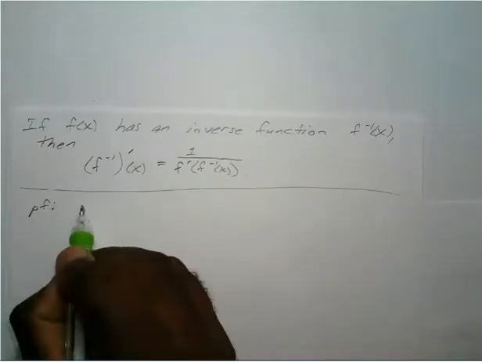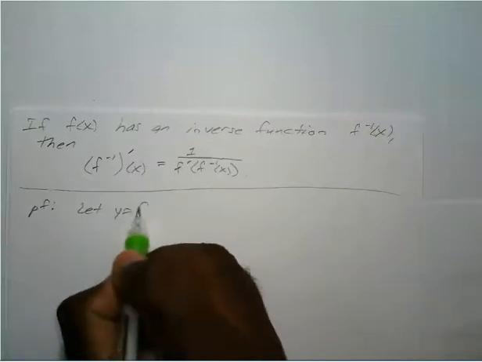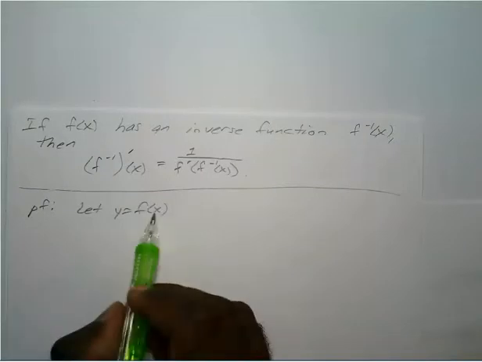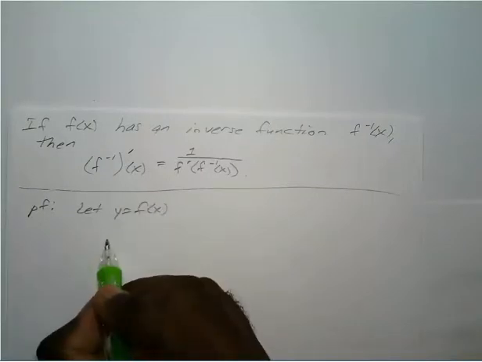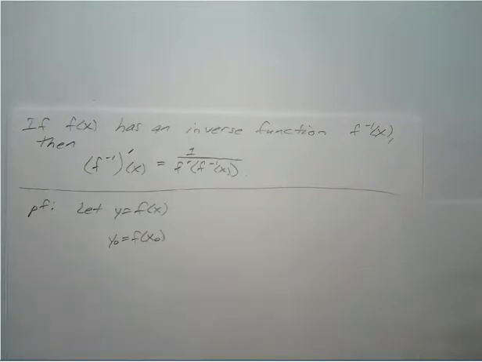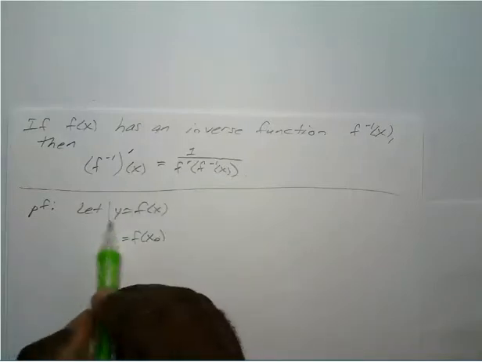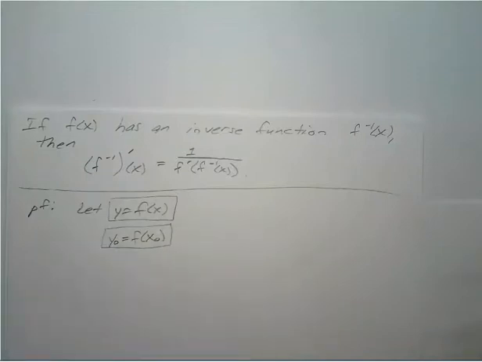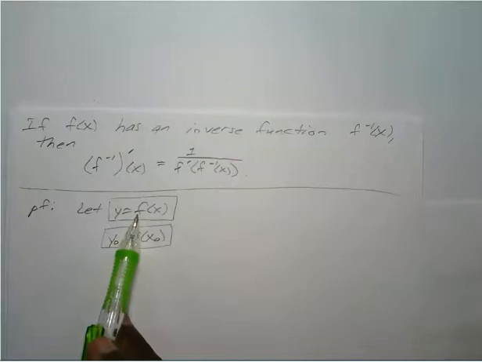Okay, so what if we let y equal f of x? What if we know the exact value of x? If we can plug in some value of x, then that means y sub 0 will equal f at the value x sub 0. So we're going to just start off with these two: y equals f of x, and y sub 0 equals f of x sub 0. Now we just have to find the inverse.